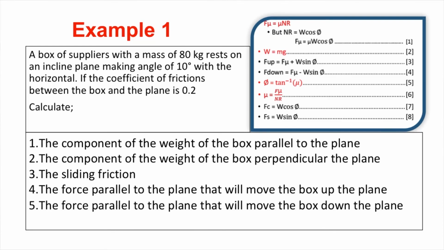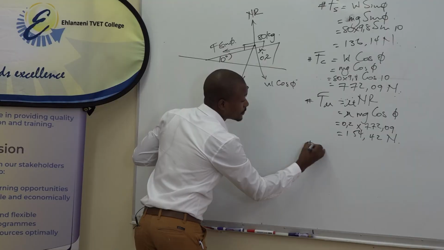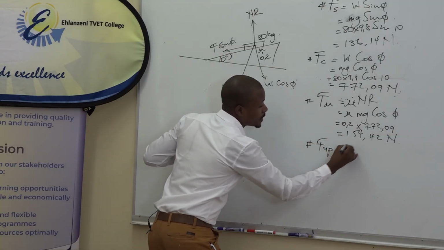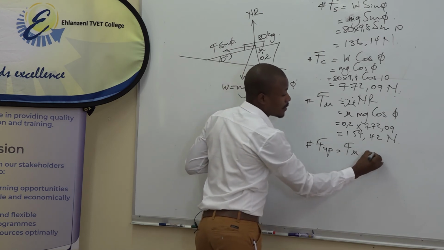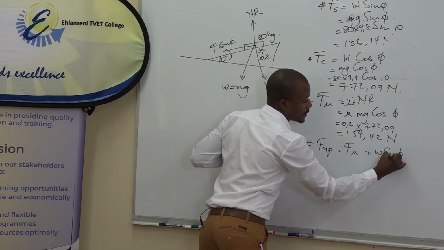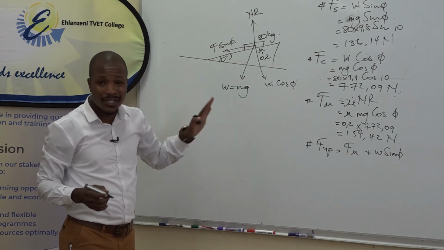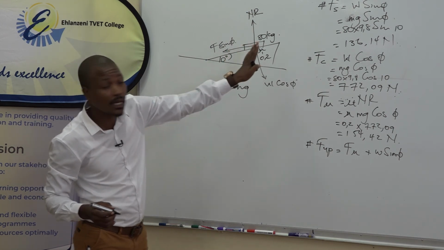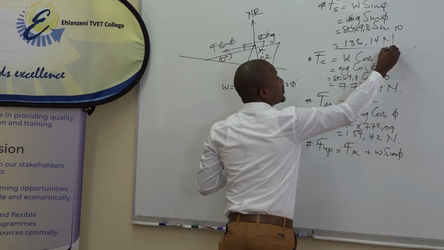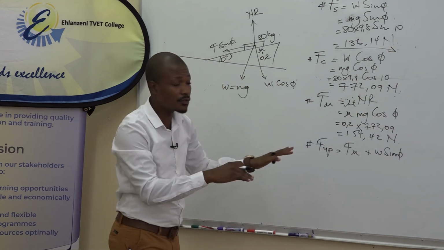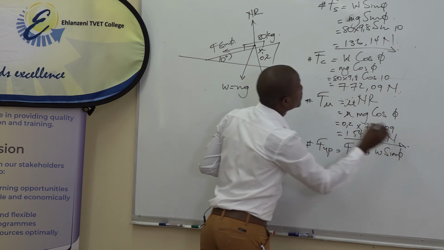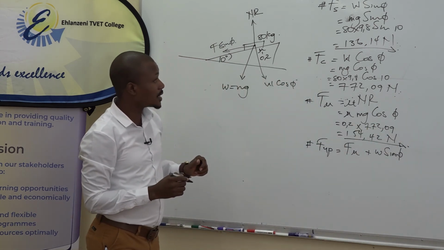Equation to use? Which equation? I have F up is equal to frictional force plus W sine theta. That will work, because I'm looking for F up. So, F up is equal to your frictional force plus W sine theta. W sine theta is the weight component parallel to the inclined plane. Have I calculated it? Yes, I did calculate that value here. I don't have to calculate it again. Just substitute my frictional force.